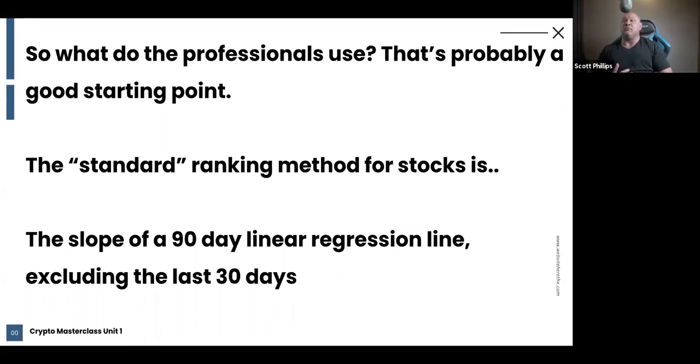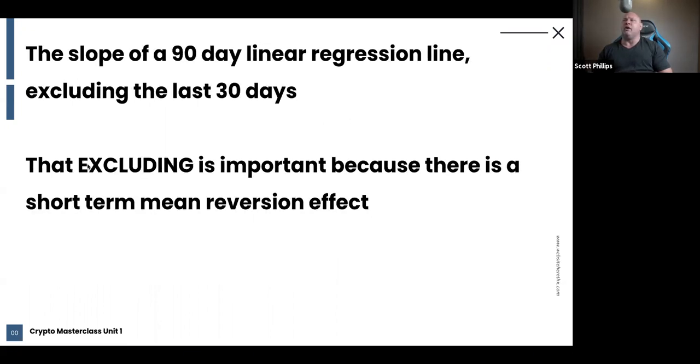The standard ranking methodology for stocks is the slope of a 90-day linear regression line, but excluding the last 30 days of data. The reason for that exclusion is very important, because there's a short-term mean reversion effect. When things get overstretched, people take profits and then it temporarily bumps. That's what a bull market is. It gets overstretched, people take some profits, and then goes up again, people take some profits. That's why a trend is a series of high highs and high lows.